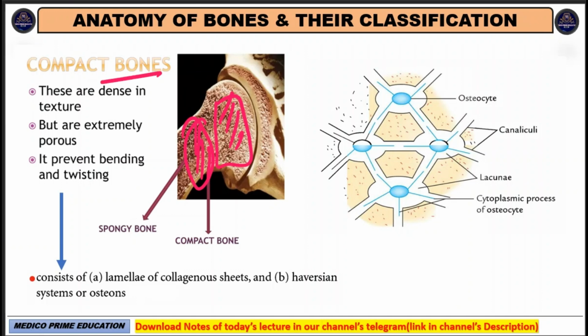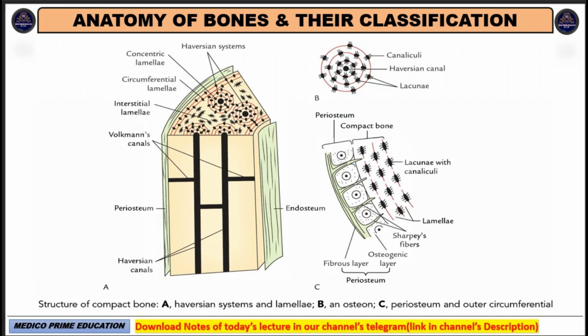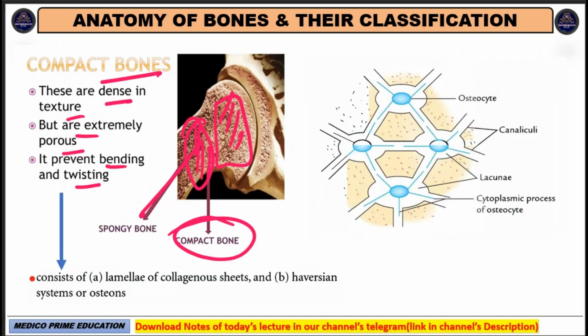This is the compact bone. It has a dense texture; compact means there is no space. The spongy bone is extremely porous, while the compact bone prevents bending and twisting. So this is all the compact bone and this is the spongy bone. If you cut the bones you can see this. You have already seen some of the bones in your anatomy demo in your college, where some bones were cut so you could see their outer surface.